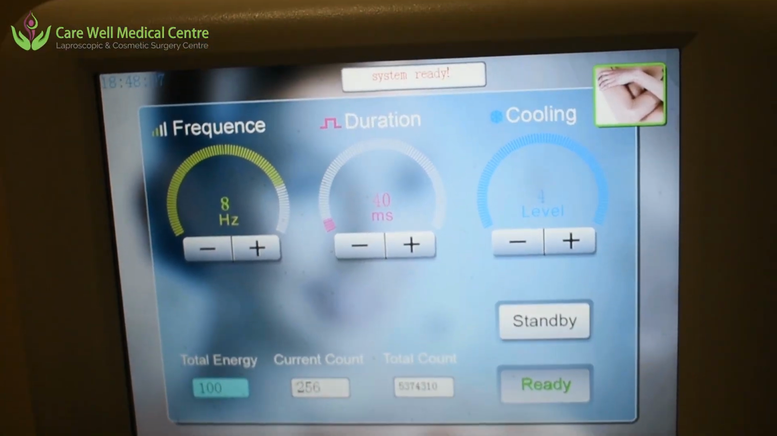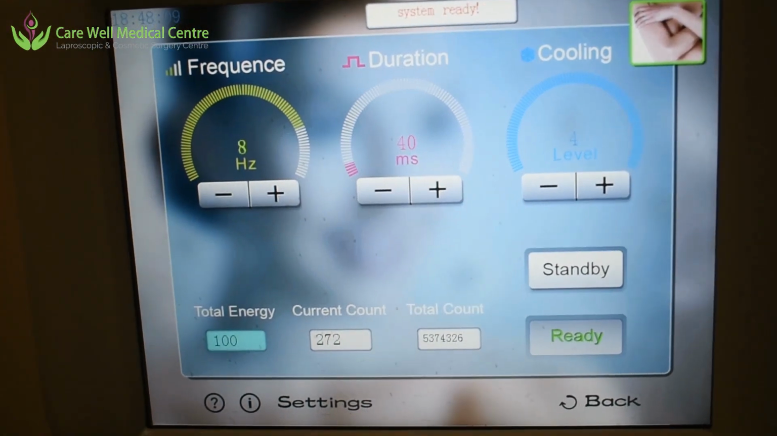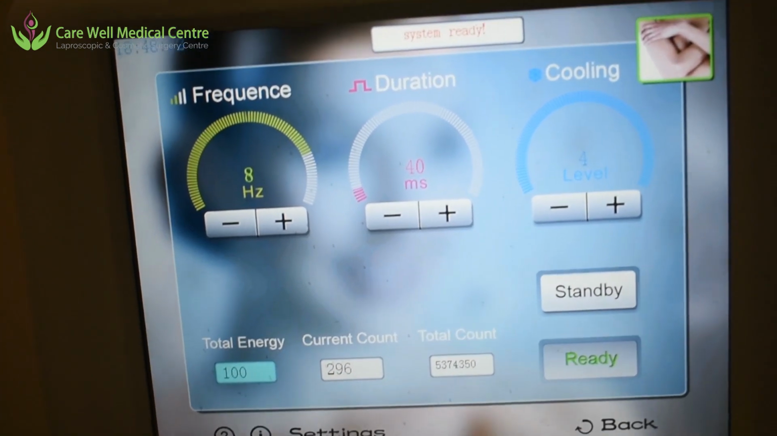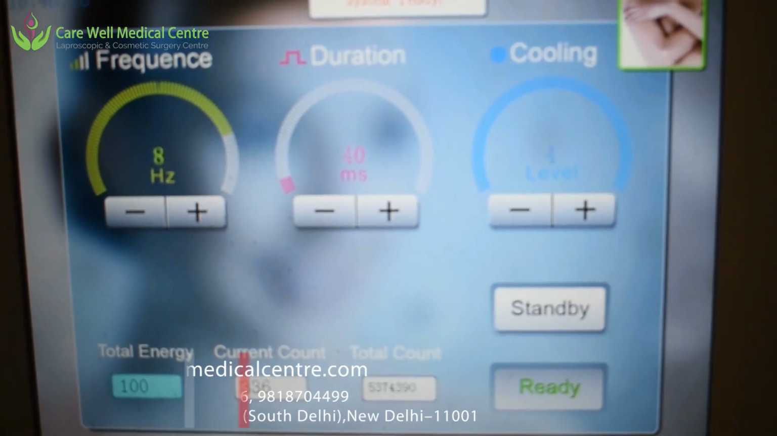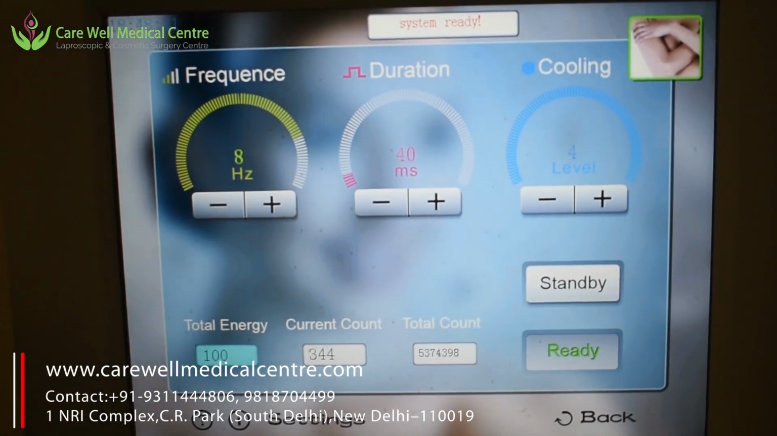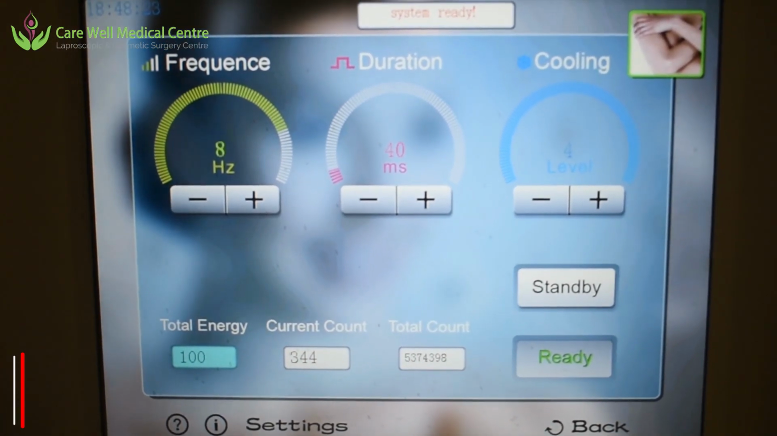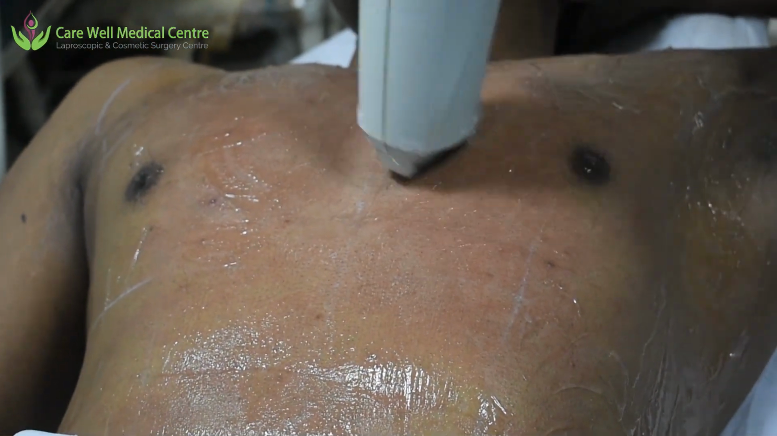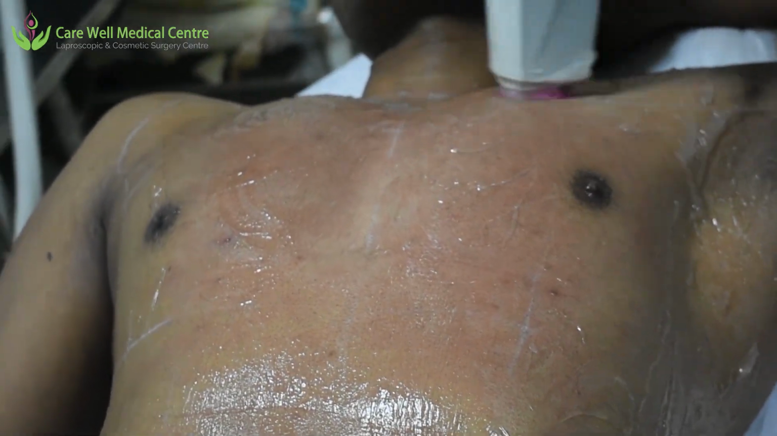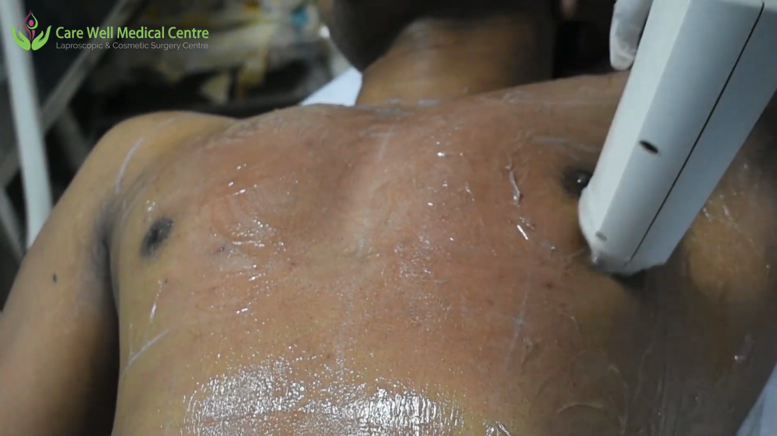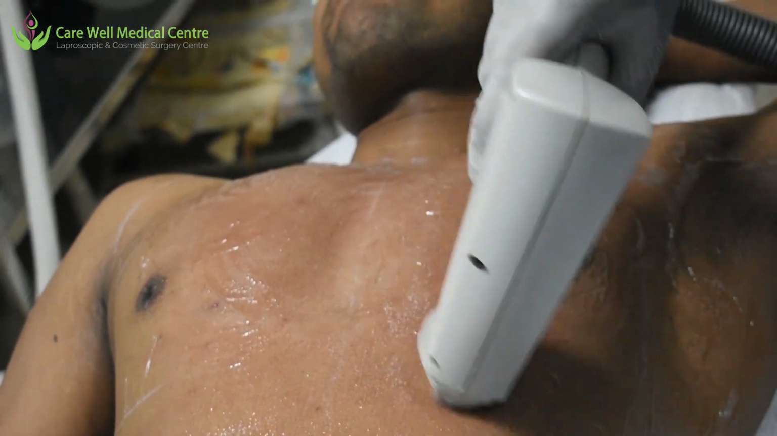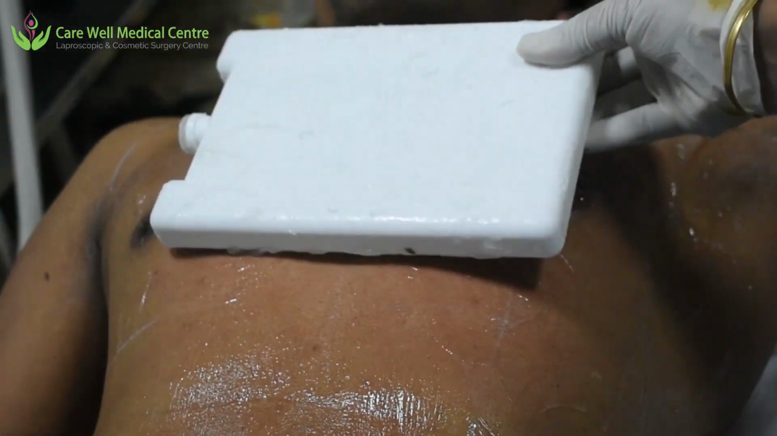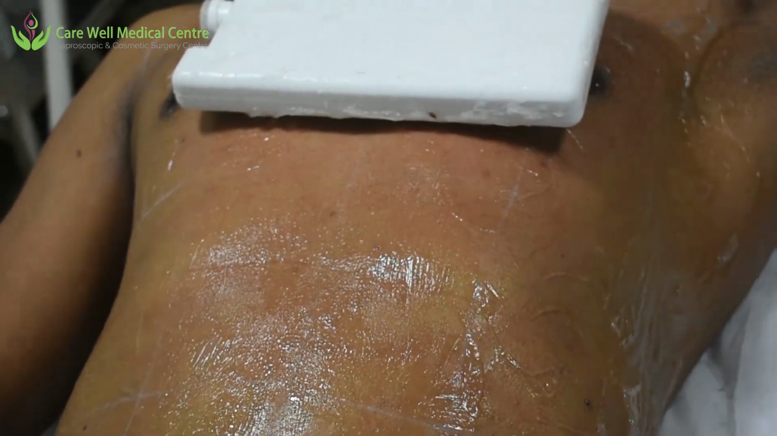These are the settings that we have done. We have maximum cooling. The pulse duration is 40 milliseconds, the frequency we are using is 8 Hertz, and we are using 100 joules. This is called diode machine in motion because we are constantly moving and shooting the diode. We are using a very high frequency and high joules.